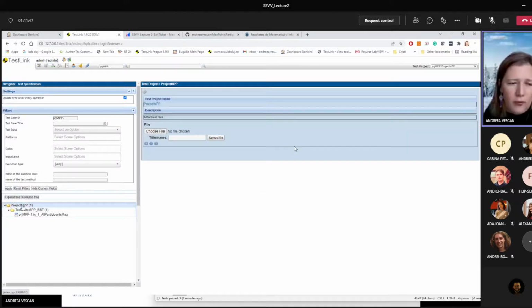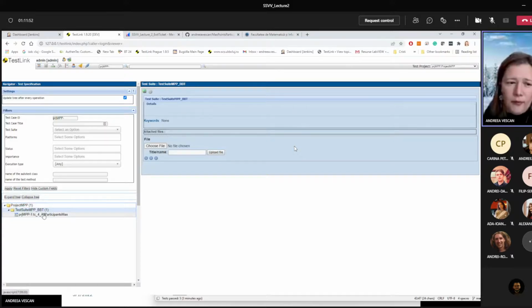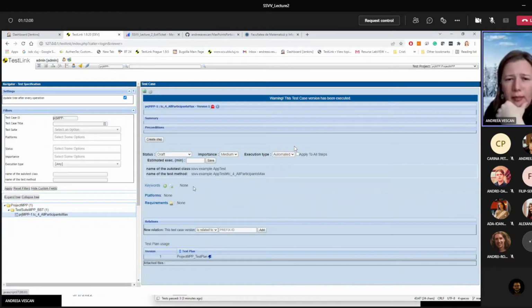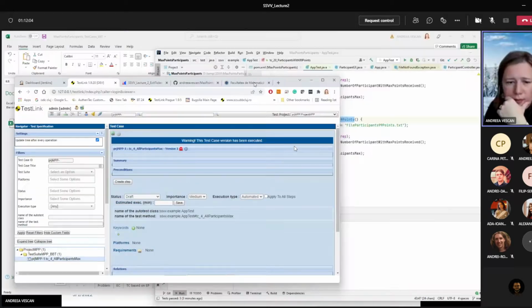So this is the project maximum points participants. This is the test suite that I have created for the black box. So this is testing this feature of the application from the black box perspective. And here I have added the test cases.